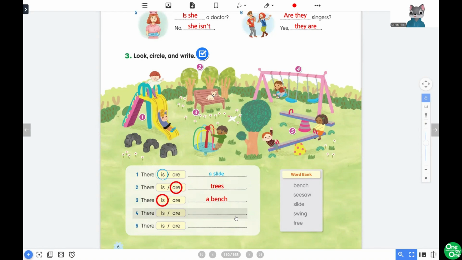So let's try number 4. Swing, there's more than one, so there are swings. Number 5, seesaw. There's more than one seesaw, so there are seesaws. Remember to have the S at the back if there's more than one.